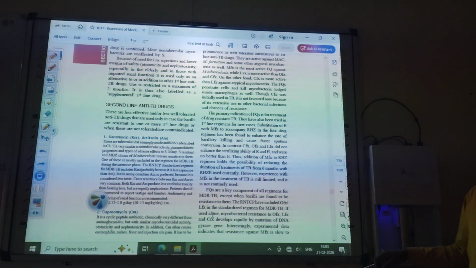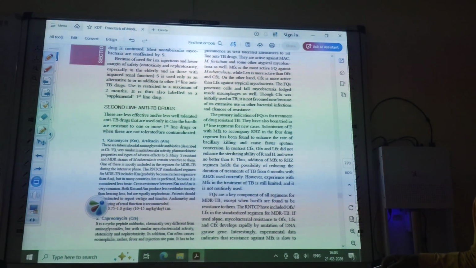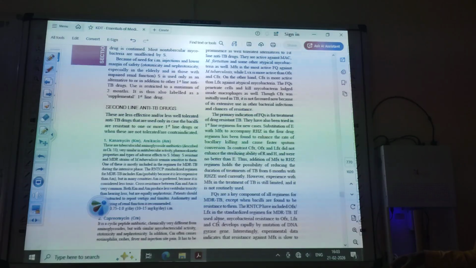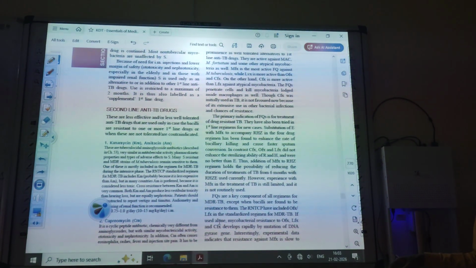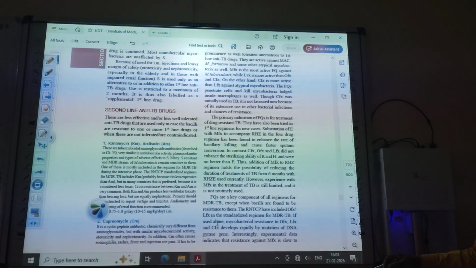If a patient or a person is suffering from tuberculosis a second time, it means the first line drugs are becoming resistant. The first line drugs are becoming resistant. Okay.